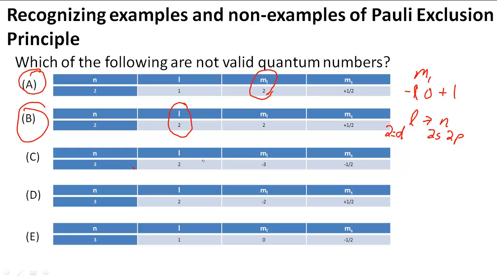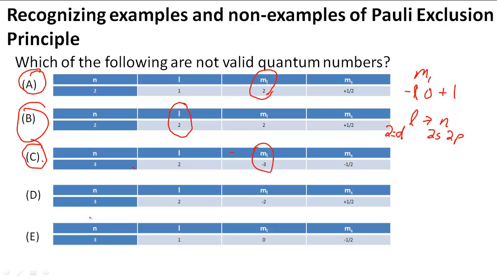Now C, let's take a look at it. L is 3? Now this number is lower than 3. That's good. So check there. However, this is negative 3. Again, remember, ML only goes up to what L is. So since L is not 3, this number cannot possibly be negative 3. So that is another one we're looking for. So A, B, C are the ones that don't have valid quantum numbers.